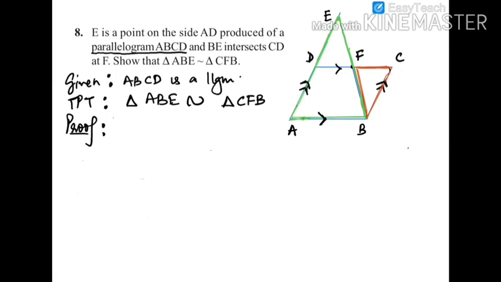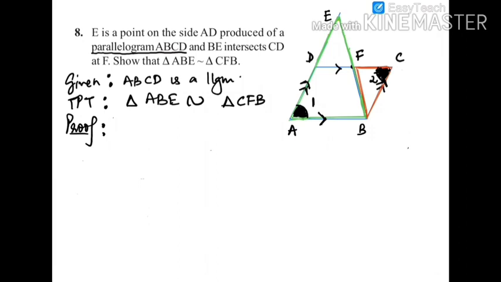We have studied properties of parallelogram in grade 9. Recall that the opposite angles of a parallelogram are equal. So using this property, we can mark angle A equal to angle C. Let's mark these angles as 1 and 2. Also, opposite sides of a parallelogram are parallel.